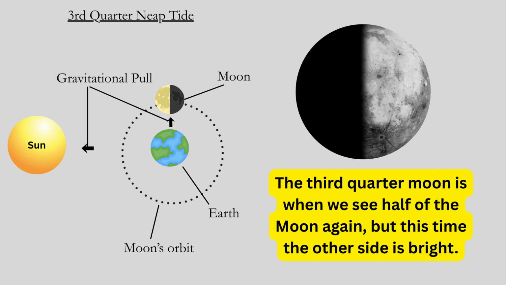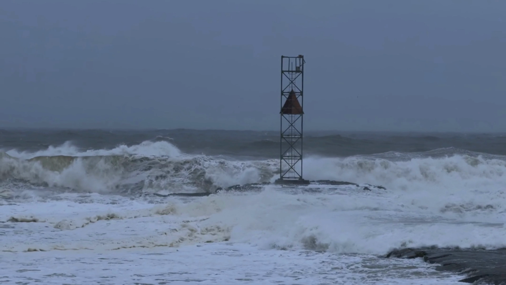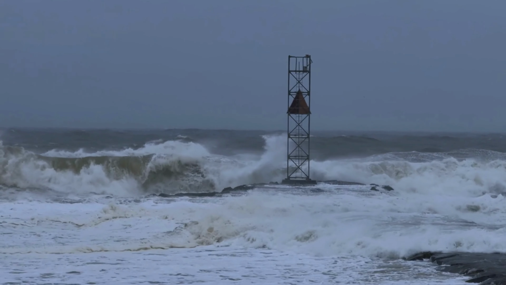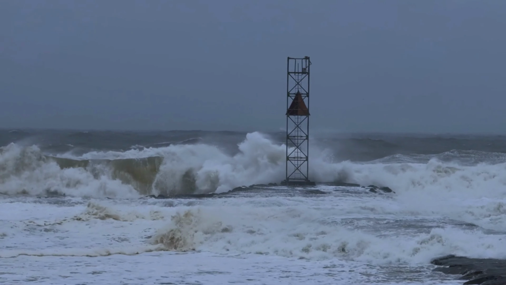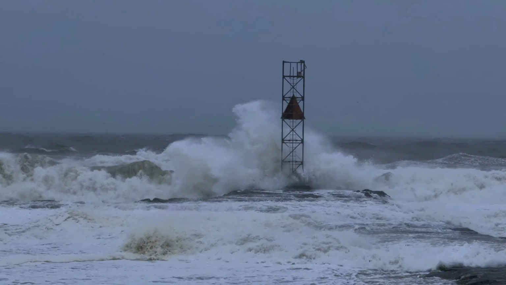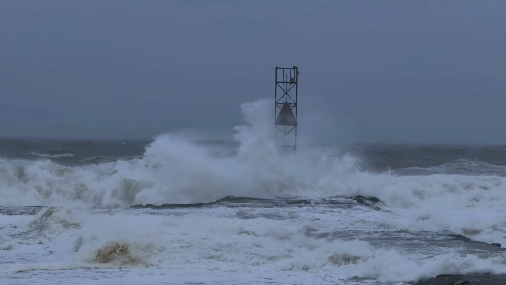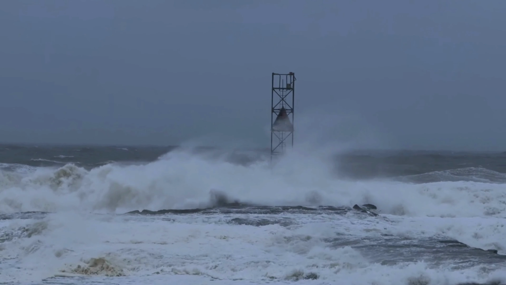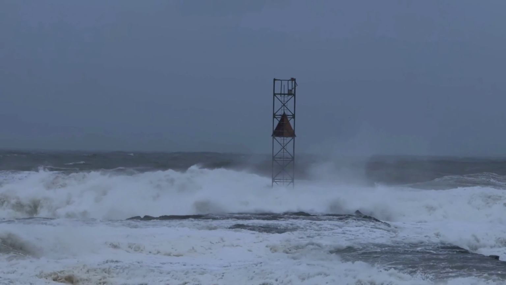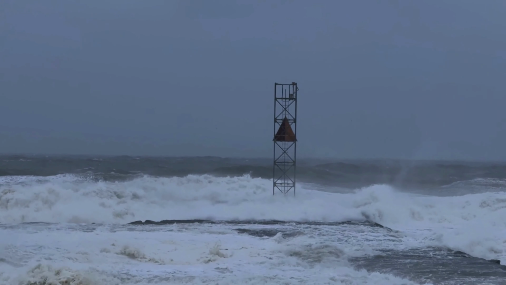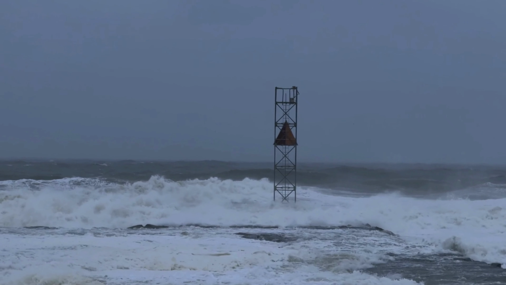The third quarter moon is when we see half of the moon again, but this time the other side is bright. These tides are very important for fishing, ship navigation, coastal activities, and marine life. Fishermen often plan their work based on tide types. So, spring tides are strong and neap tides are weak, all because of the sun and moon.